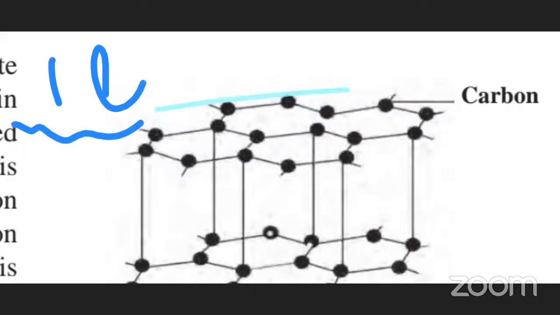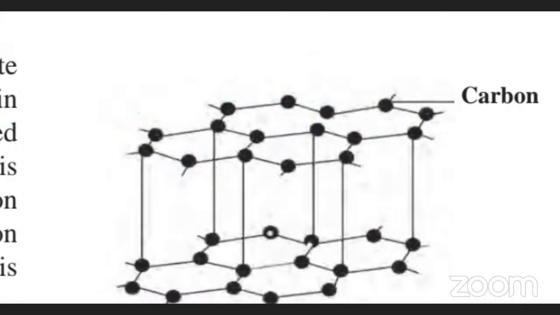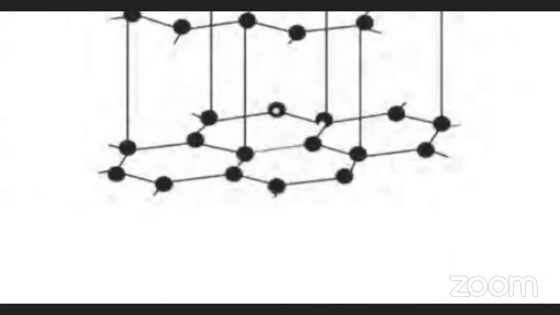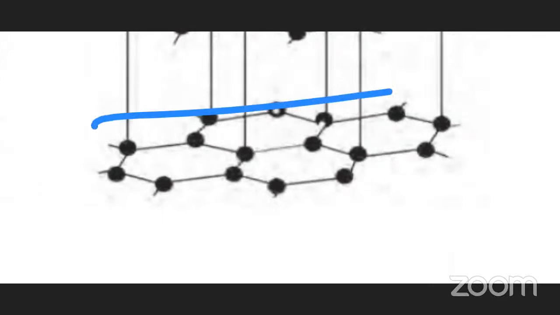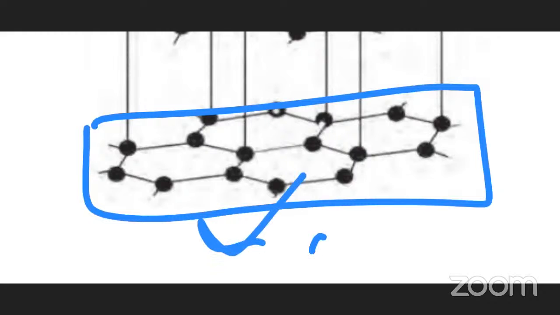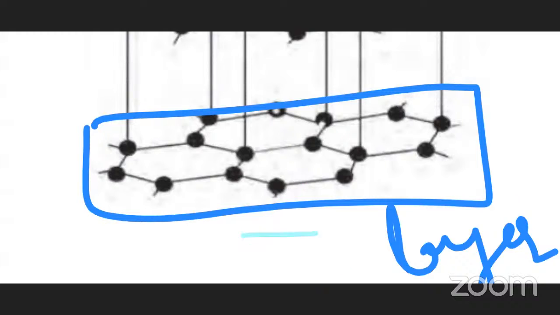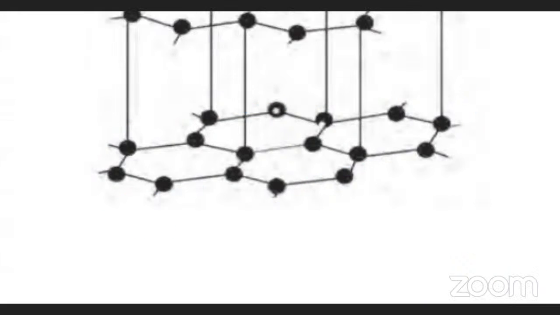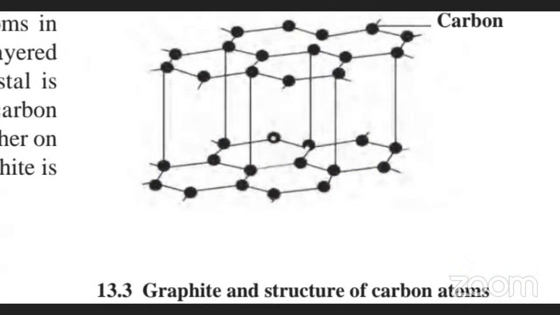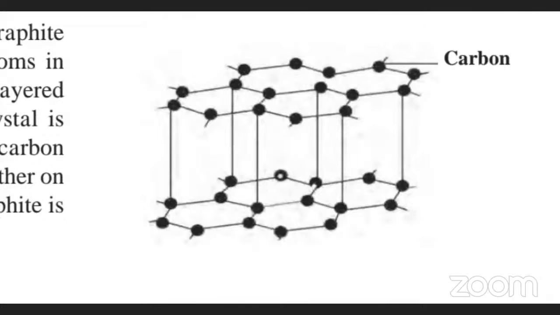Then again, you can see here, this is the second layer. Again, the second layer also consists of hexagonal rings. So this graphite is actually a layered structure, one above the other. Not only 2 layers are there. There are so many layers available in the graphite structure, and each layer is separated by a particular distance.